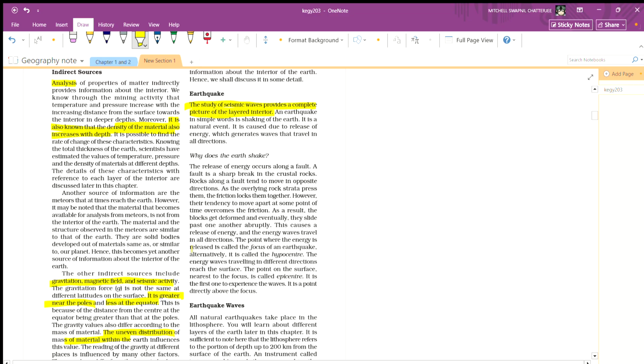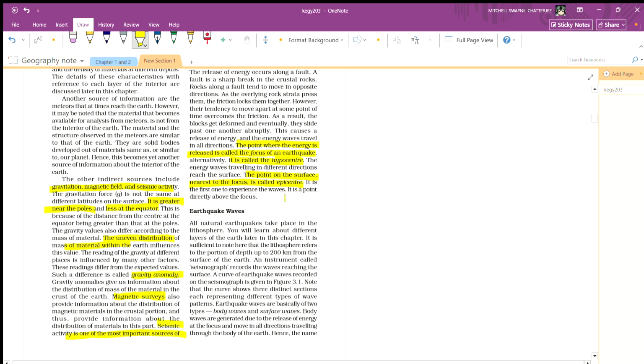The point where the energy is released is called the focus of an earthquake. Alternatively, it is also called hypocenter. The energy travelling in all directions reaches the surface. The point on the surface nearest to the focus is called epicenter. It is the first one to experience the wave. It is a point directly above the focus.